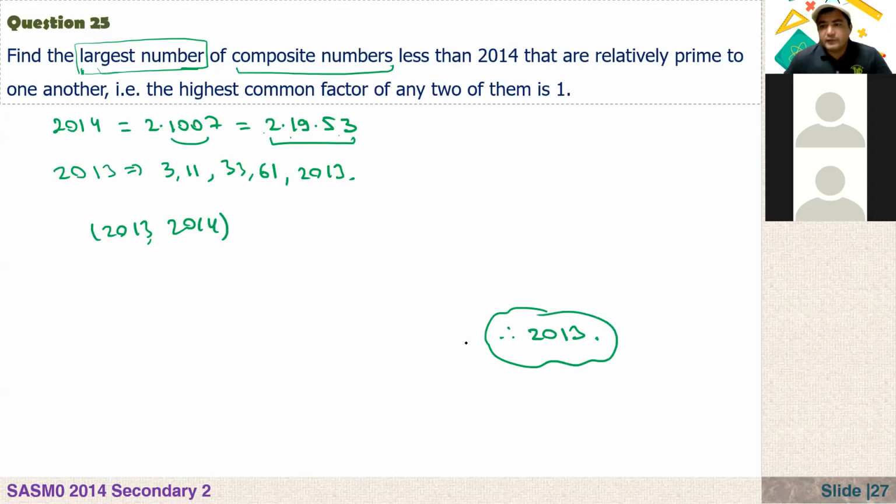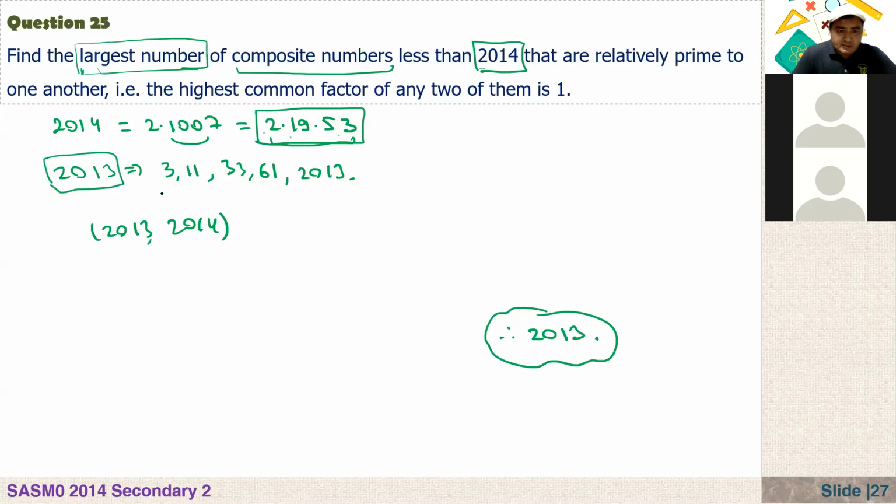Why is it so? The question here is to find the largest number of composite numbers less than 2014 that are relatively prime to one another, so the highest common factor of any two of them is 1. If we factor 2014, it is equal to 2 times 19 times 53. And how about 2013? That's the biggest one.